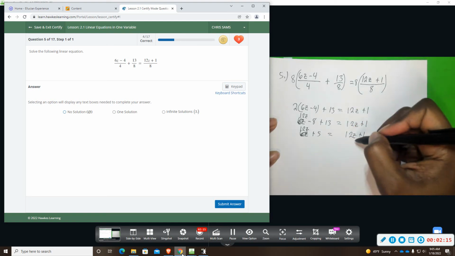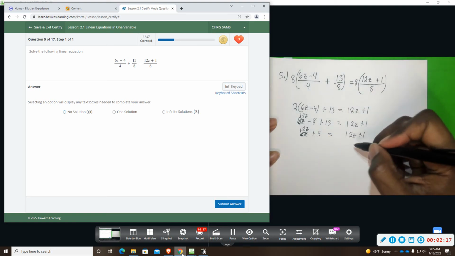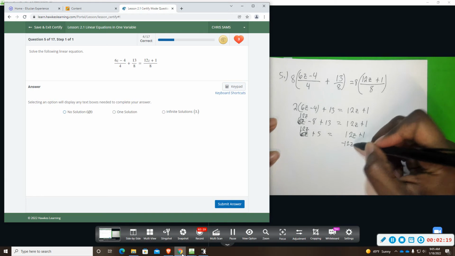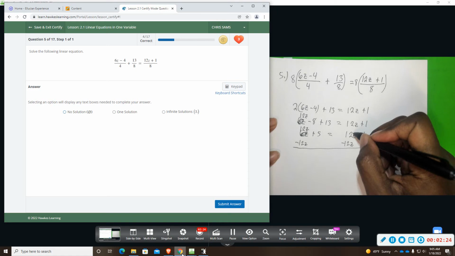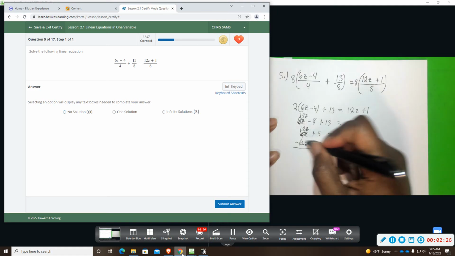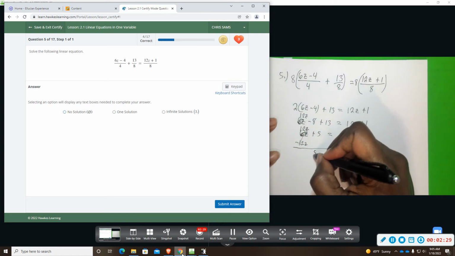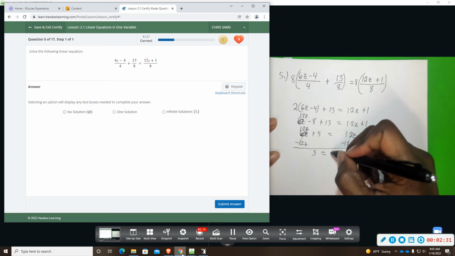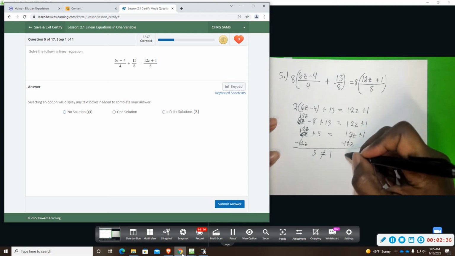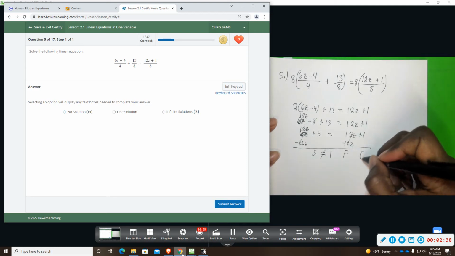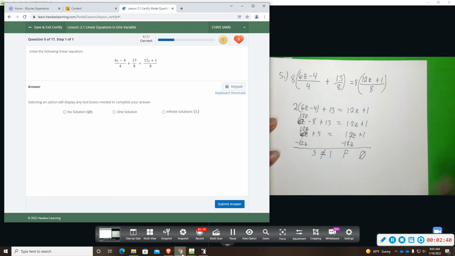Okay, so from here we'll combine the variables. So I'm going to subtract 12z from both sides. That's going to go to 0. That's also going to go to 0. And then we're going to bring down the positive 5 equals 1. Okay, so right here we can see that 5 is not equal to 1. So this is a false statement, which means we will have no solution. My variables cancel out. I'm left with something that is false or not true. So we get no solution.